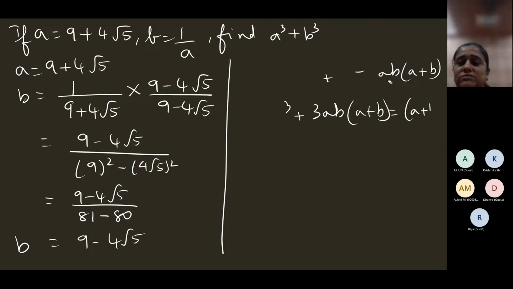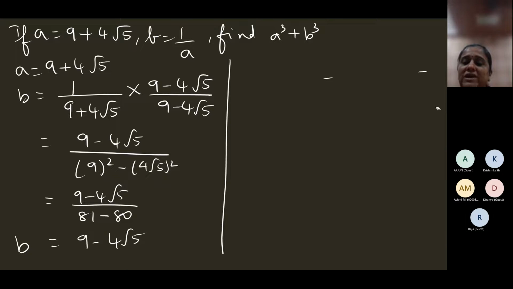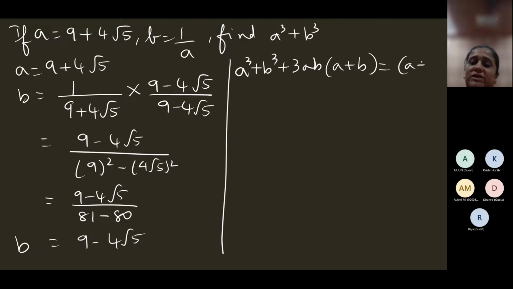Let me do it slowly. You should remember something. From the main identity, you can derive the others. So see, this is the prime identity. What is that? a cubed plus b cubed plus 3ab into (a plus b) is equal to (a plus b) the whole cube. This you must remember.